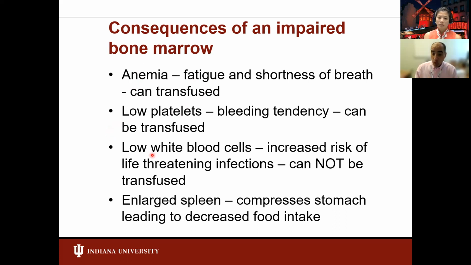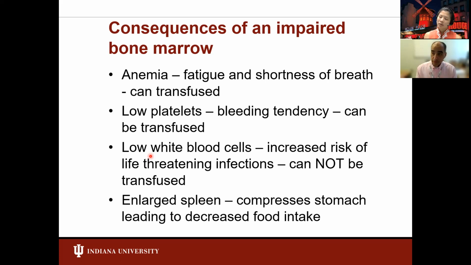If you don't have enough white blood cells, then you start having the risk of infections, because all of a sudden you don't make those important white blood cells to try to fight off a bacterial infection or a viral infection. And so unfortunately, you can't do a transfusion of white blood cells. And so that's why the risk of infection becomes quite high in somebody who doesn't make enough of those white blood cells.